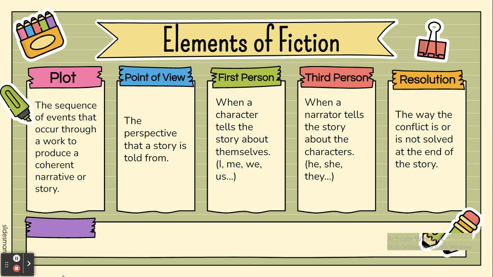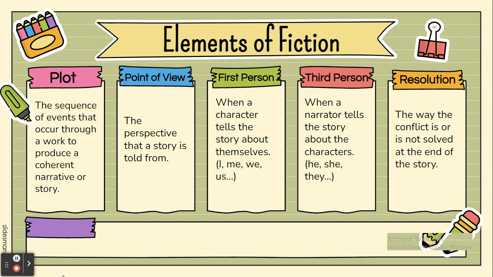Point of view or perspective, remember, think about it like a camera. Who's holding the camera? If the main character is holding the camera, that's first person. When a character is telling the story about themselves, you'll see pronouns like I, me, we, us when speaking about what's happening in the story, especially during the narration. And then third person is when someone else is holding the camera. That's when a narrator tells the story about the characters. You'll see pronouns like he, she, and they to describe all of the actions instead of just a few. There are two different kinds of third person as well. There's third person omniscient and third person limited, which we'll get into later on when we cover point of view in more depth.